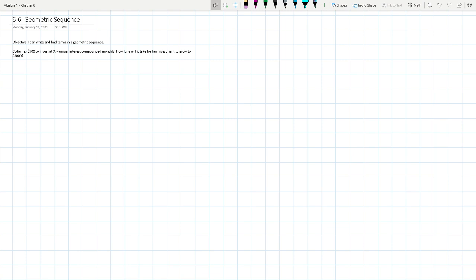This is 6-6 Geometric Sequences warm-up. Your objective today is that you can write and find terms in a geometric sequence.